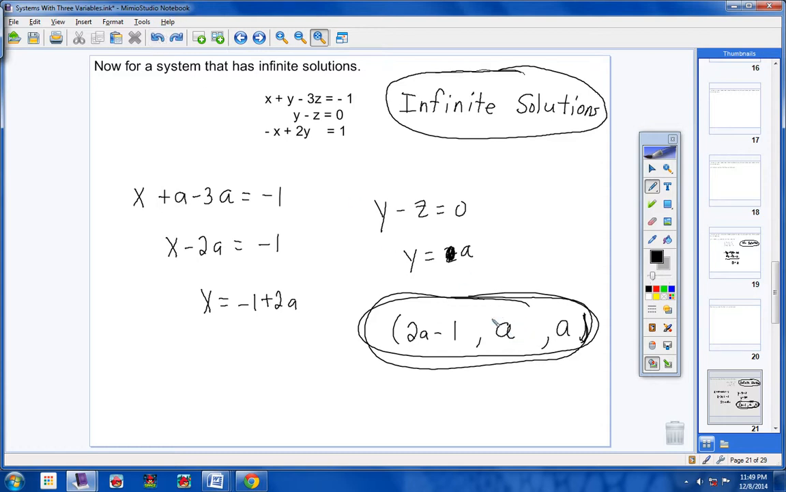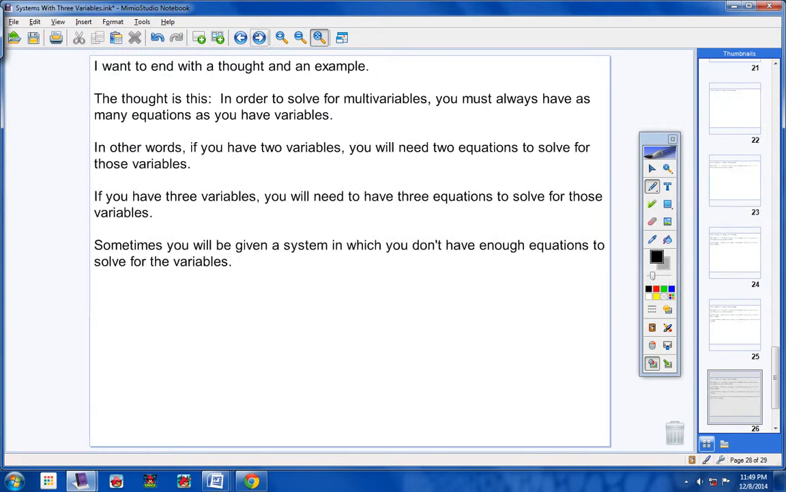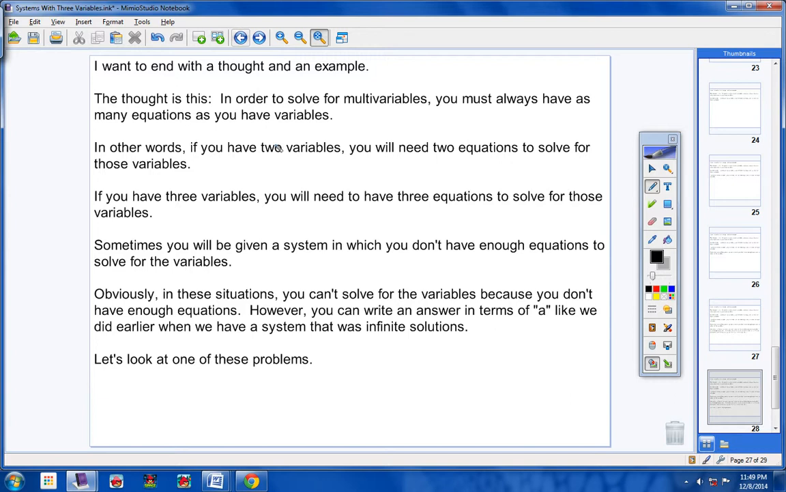Give me another number for A, 2. Put a 2 here, put a 2 here, put a 2 right here, 4, 3. So 3 comma 2, 2 is one of the infinite answers to the solution here. So you can use that same idea. You can write your answer in terms of A like we did earlier when we have a system with infinite solutions. Alright, let's look at one of these problems. Let me show you what I mean.